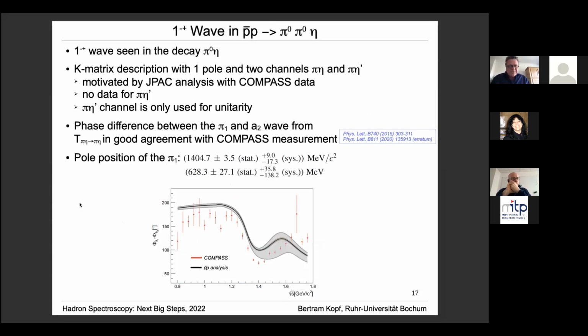But I don't want to go into detail here, but what was also an interesting observation was, of course, this 1 minus plus wave, and here a few words to this. So this 1 minus plus wave has been seen in the decay pi 0 eta in the channel pi 0 eta. And again, we have used a K-matrix description with 1 pole and 2 channels, pi eta and pi eta prime. And this was a bit motivated by the JPAC analysis with COMPASS data.